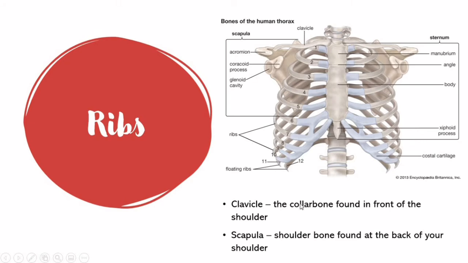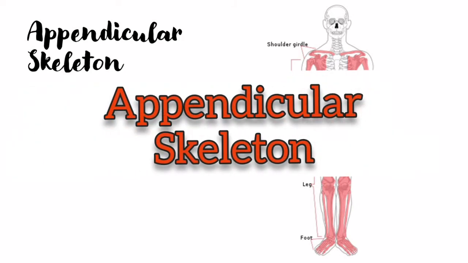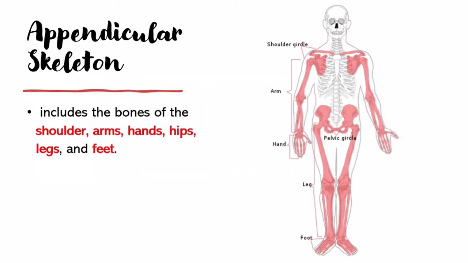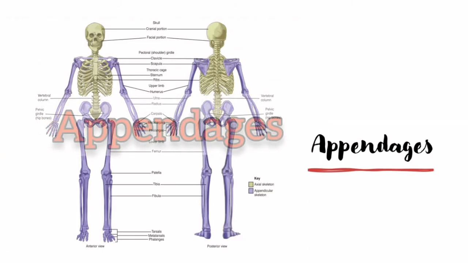Clavicle. The clavicle is the collarbone found in front of the shoulder, this one, while the scapula is the shoulder bone found at the back of your shoulder, this one. And now let's move on to the appendicular skeleton. The appendicular skeleton includes the bones of the shoulder, arms, hands, hips, legs, and feet. So they are called appendages.